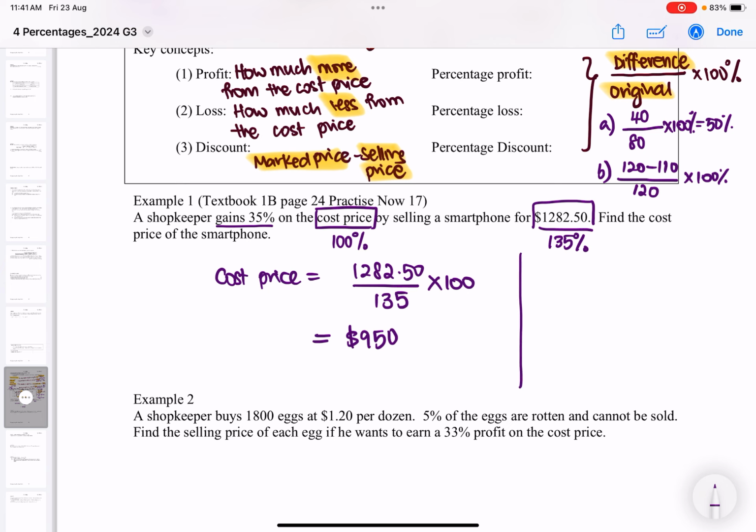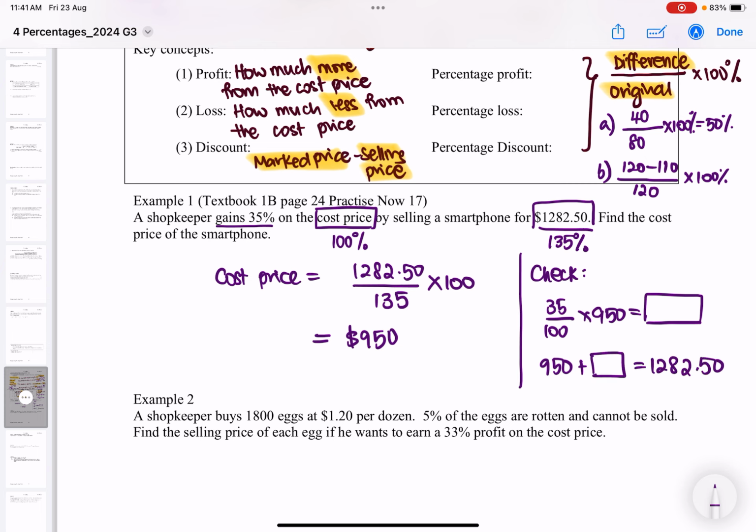Okay, you can do a quick check of your answer if you want. You need to figure out what 35% of 950 is. That means this is the amount that he gained by selling the smartphone for $1,282.50. So if you take 950 plus this amount, it should give you 1,282.50. So this is how you can check whether your answer is correct. Next, I'll be going through example 3.